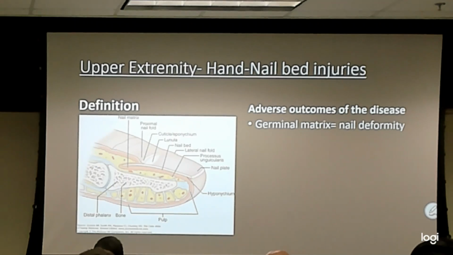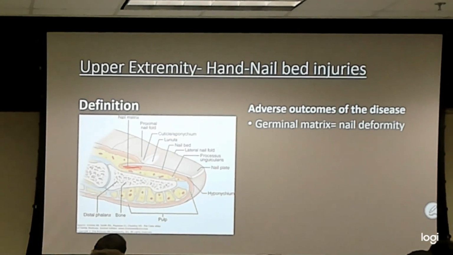So if we have things that affect the fingernail matrix, the bone is just right there. If the germinal matrix, which is this part right here, has something happen to it, crush, laceration, anything like that, that's where the nail grows from. So if we damage that, it will result in weird nail deformities.